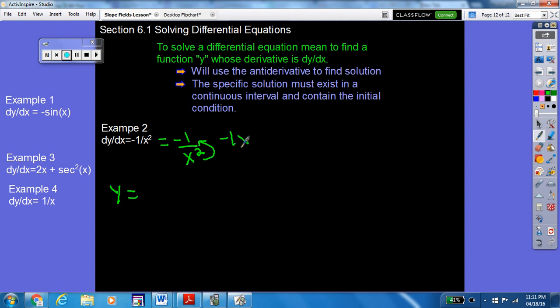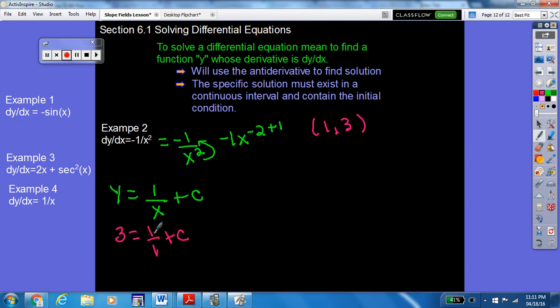So it will be negative 1 x to the negative 2. We will then add 1, which gives us negative 1, and multiply by the reciprocal, making this positive x to the negative 1, or 1 over x. Again, that's going to be plus c. Something that you're going to notice about this function is that both the differential equation and the solution have x equals 0 as a restriction, and that's going to come into play here in a little bit. Okay, so the initial condition that we're going to be using for this one is going to be 1 comma 3, and you're going to go ahead and replace x with 1 and y with 3.